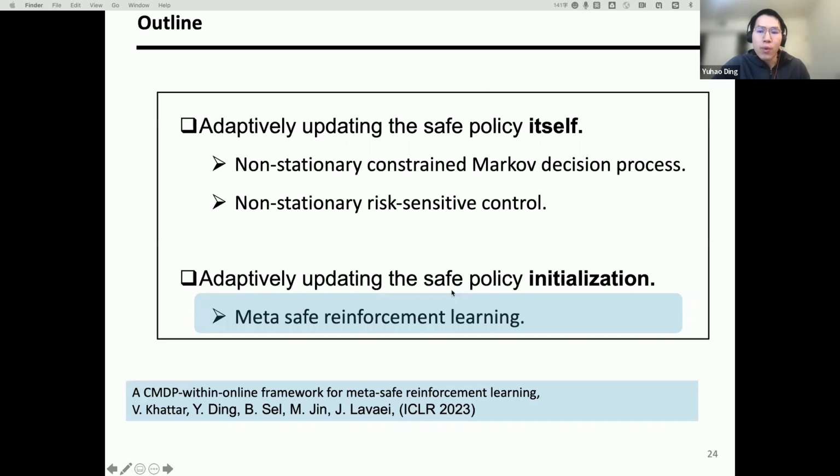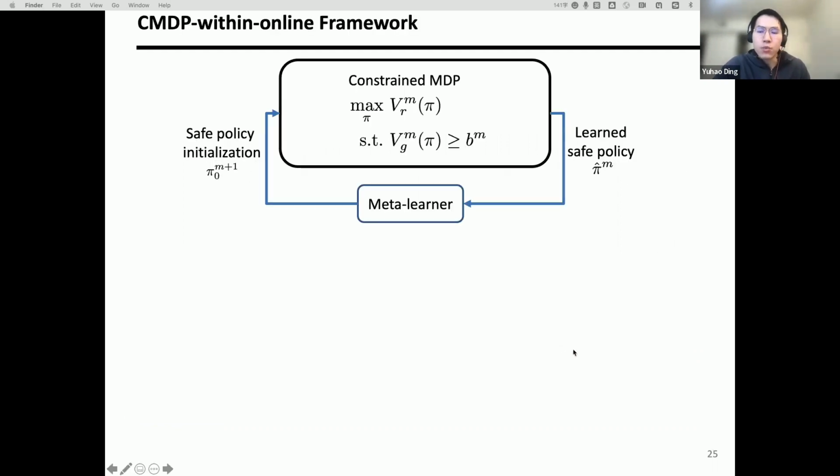And finally, we move to a setting where we have multiple tasks with clear task boundaries, using the idea from meta-learning, which has been widely used as a learning-to-learn framework to solve unseen tasks with limited experience. In particular, in this session, we will study what we call the meta-safe reinforcement learning framework. In this work, we studied the problem of meta-safe reinforcement learning through the constrained MDP within an online framework. And each within-task problem solves a constrained MDP problem in this upper box.